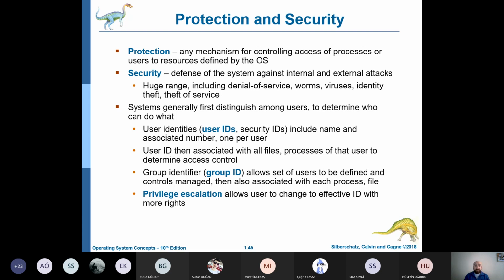Protection and security require the system to be able to distinguish among all its users. Most operating systems maintain a list of users, actual user names, and associated user identifiers, generally called user IDs, or in some systems security IDs. In some circumstances, we wish to distinguish among sets of users rather than individual users. In this case, group functionality can be implemented as a system-wide list of group names and group identifiers.